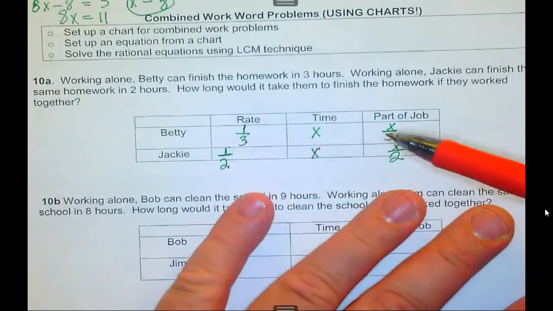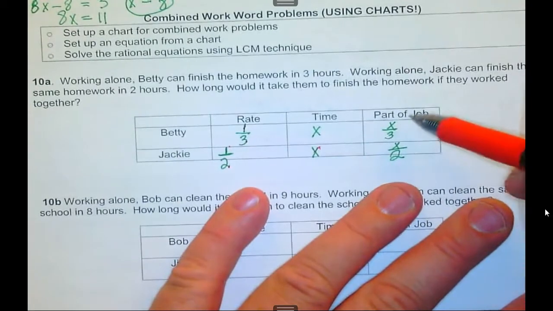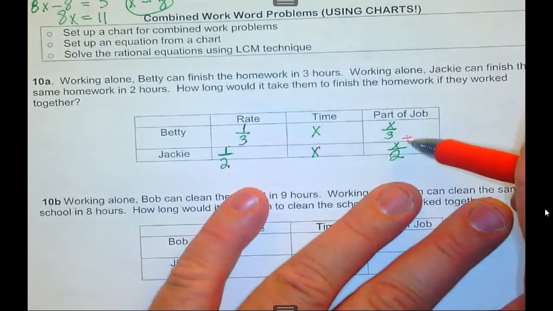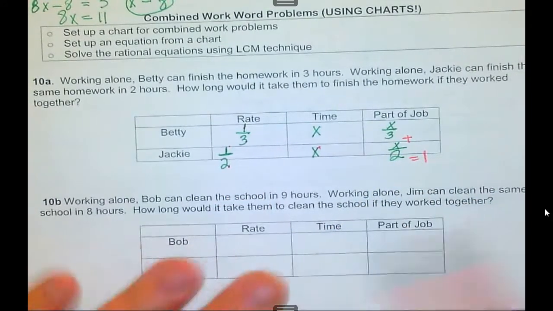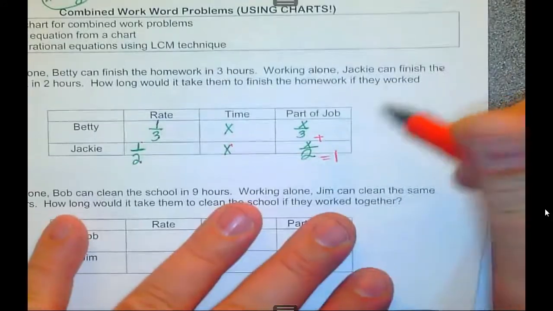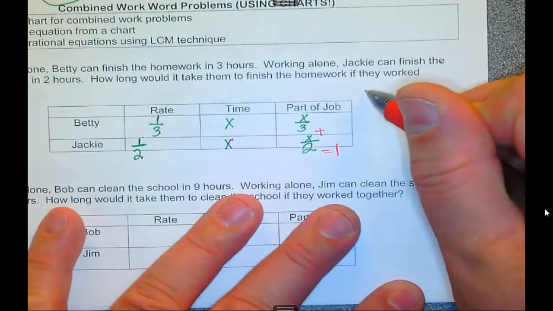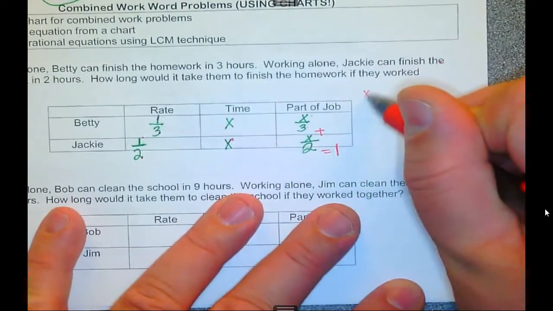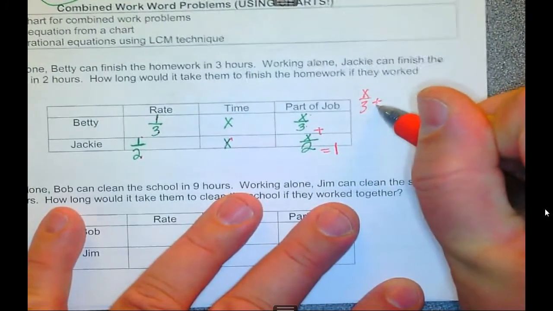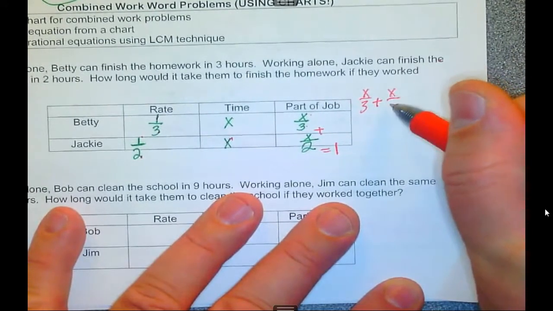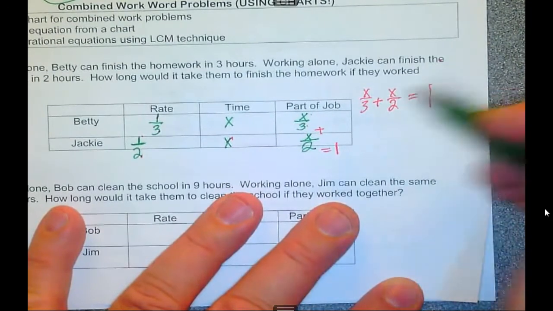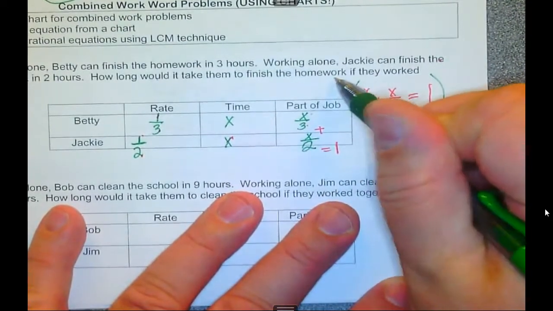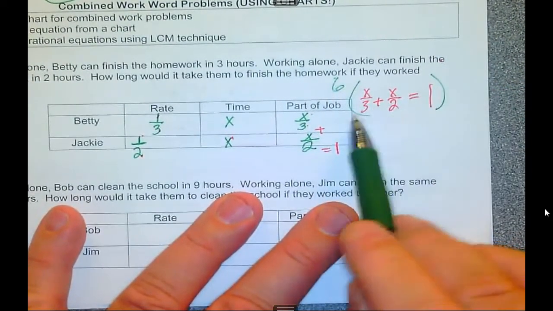Oh, yes, it would be cheating. So this part of the job plus this part of the job equals the whole job. So my equation, I have x over 3 plus x over 2 equals 1. Now I have to multiply this by the common denominator, 6. Just multiply these two together.